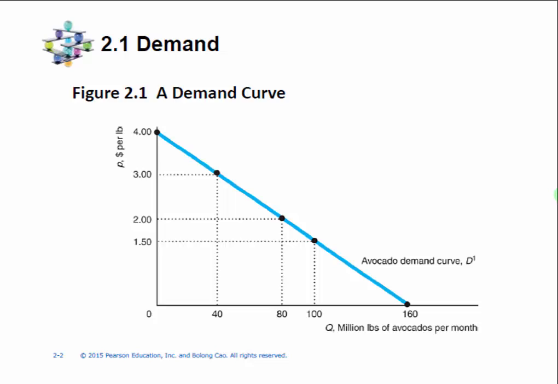The first concept is the demand curve. You may remember the demand curve is downward sloping. Okay, what it says is basically if the price goes lower, the quantity demanded will be higher.